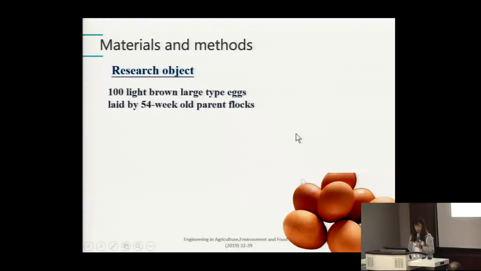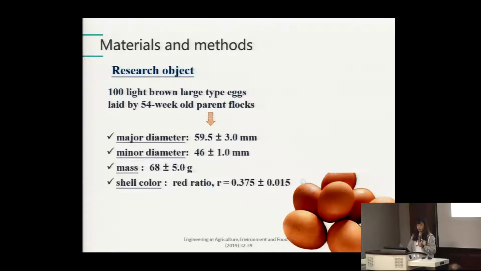They chose 100 light-brown Leghorn type eggs and chose 51 eggs for hatching by consideration of large diameter, medium diameter, mass, and shell color. The purpose of this egg sorting is to minimize experimental variation among egg samples.